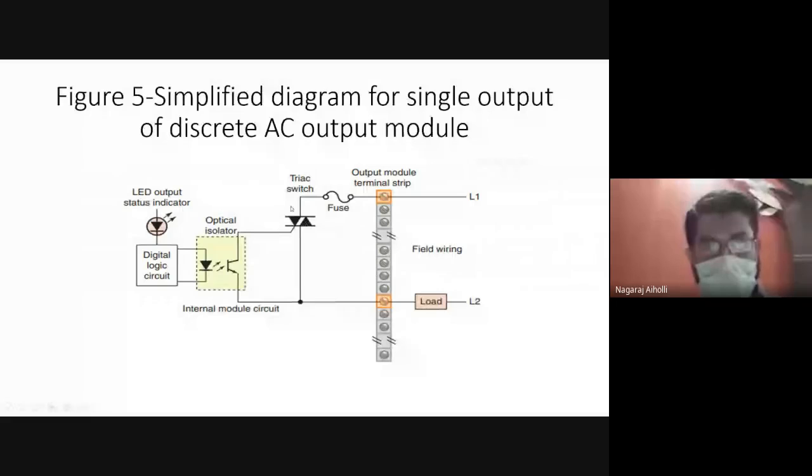3-terminal device. This Triac is a 3-terminal device. This is one terminal, the gate terminal. One is the anode, another one is the cathode. Then when you are applying a certain level of the signal to this gate terminal, only then it turns on and then it starts to conduct. The switch is turned on.